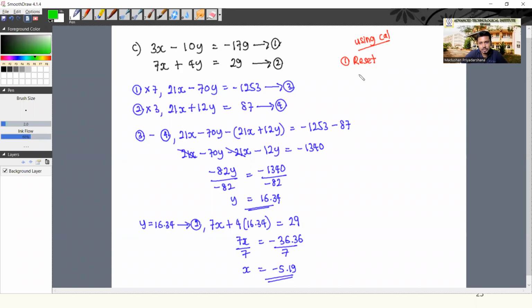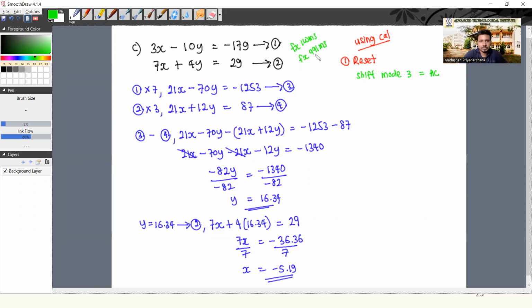So how to reset it? In order to reset, you need to press these buttons. Shift, then mode, then number 3, then equal, then the off button, AC button. Hope you can find these buttons on the calculator. So whatever the method that I'm going to discuss here, that will be applicable for these versions, FX 100 ms and FX 991 ms.